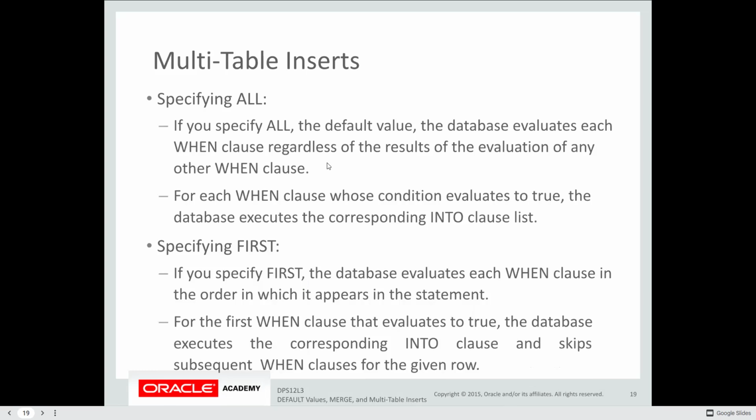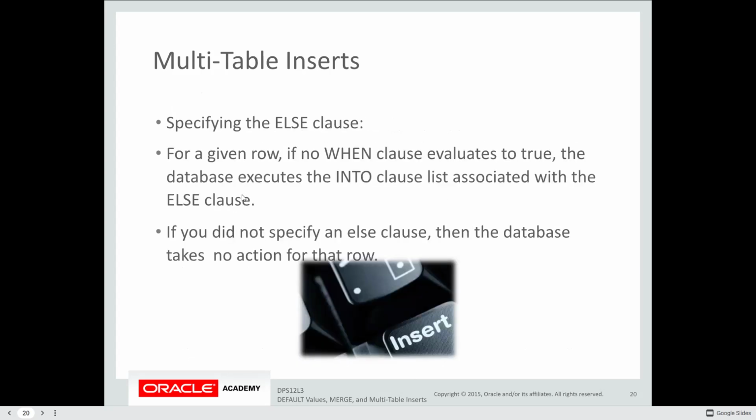If you specify all, the database evaluates each when clause regardless of the results of any other when clause, so basically it copies everything. For each when clause whose condition evaluates to true, the database executes the corresponding into clause. If you use the first specification, the database evaluates each when clause in the order in which it appears in the statement, and for the first when clause that evaluates to true, the database executes the corresponding into clause. This can be very convoluted, so it's probably best to see how to run a multi-table insert.